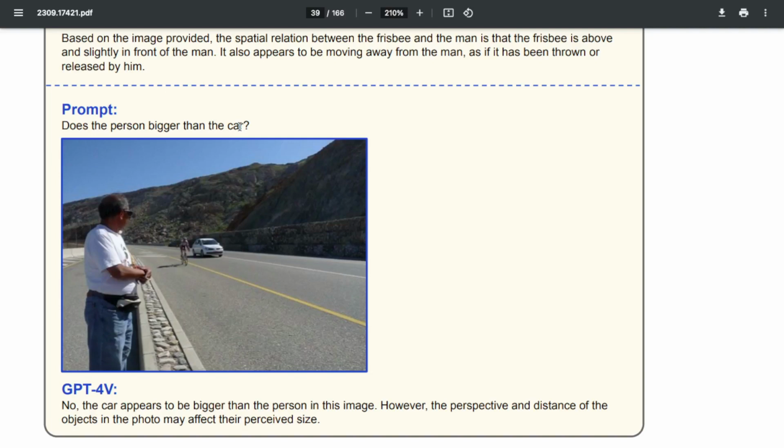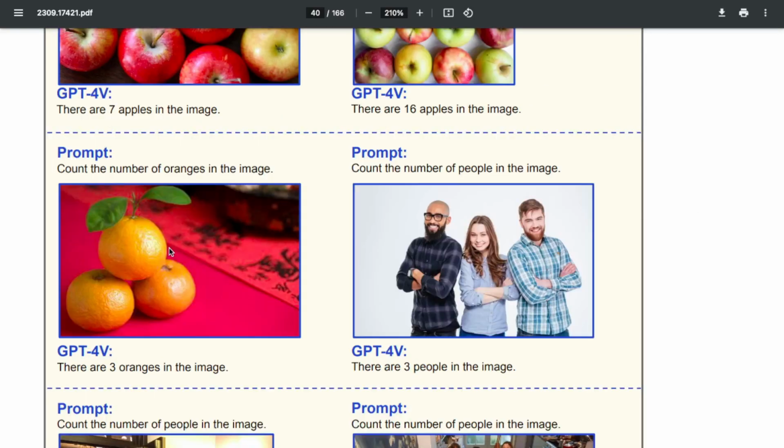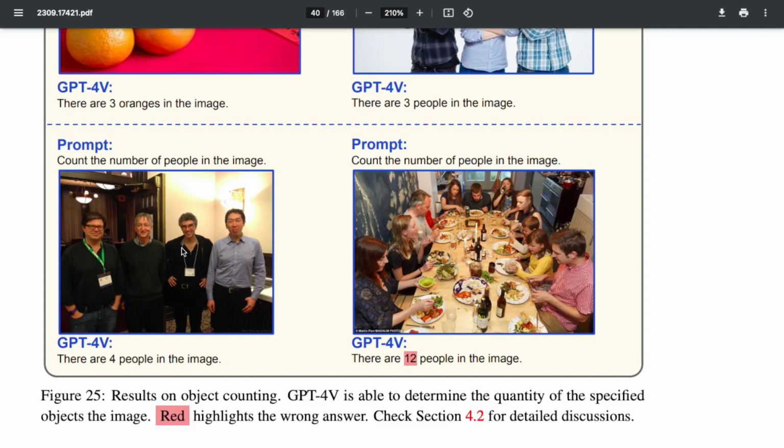Again, very brilliant analysis. Let's move on. So in here, we want to do object counting. Count the number of apples in the image. So it got this correct. It got 16 apples correct. Got 3 oranges correct. It got 3 people correct. 12 people here. So there are 11 people in this image.